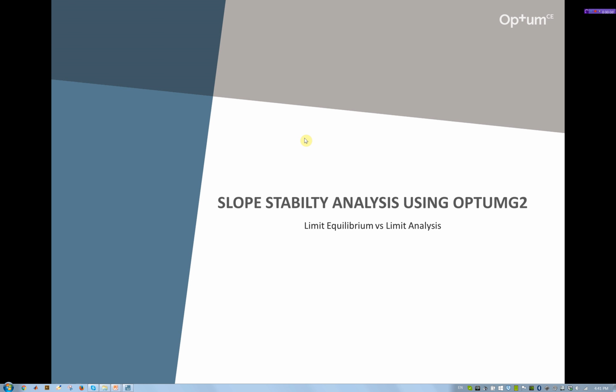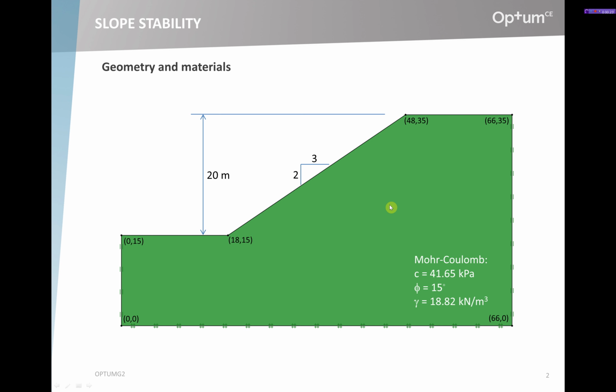This video demonstrates the use of Optum G2 for slope stability analysis. It also covers some of the differences between limit equilibrium and limit analysis. Optum G2 is based on limit analysis. The slope we'll consider is shown here.